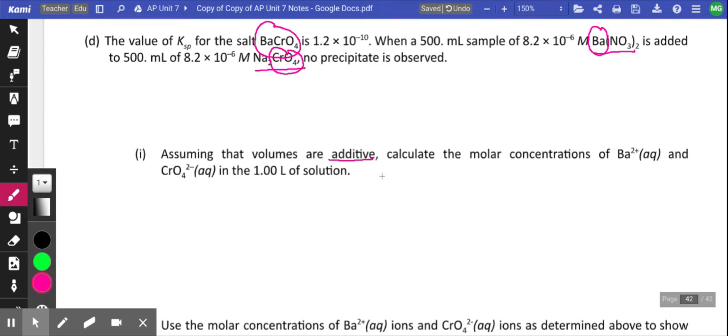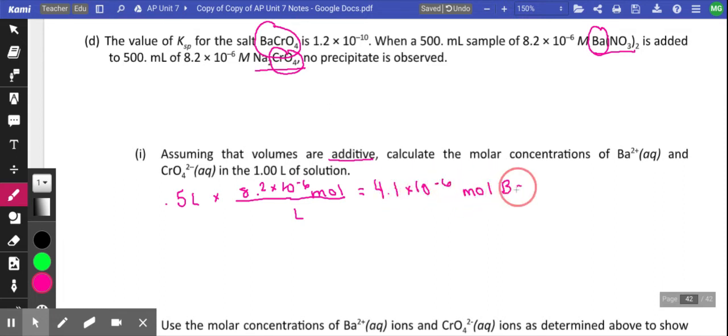So I have to figure out the moles of each ion first. For my Ba plus 2, I know I'm starting with 500 milliliters, which is 0.5 liters. If I multiply that by the molarity, which is 8.2 times 10 to the minus 6 moles per liter, that cancels out my liters, and I'll be left with moles. When I do that, I should get 4.1 times 10 to the minus 6 moles. And again, that was for Ba2 plus.